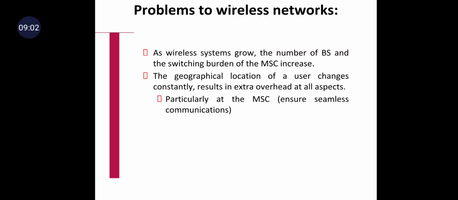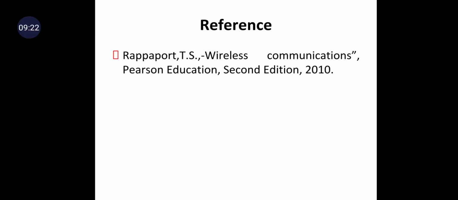So as wireless systems grow, the number of base stations and the switching burden of the MSC increases. The geographical location of a user changes constantly, which results in extra overhead in all aspects. So particularly at the MSC, the overhead will be more. So this is taken from the textbook Wireless Communication by Rappaport.